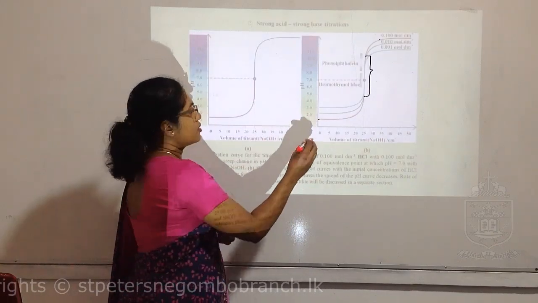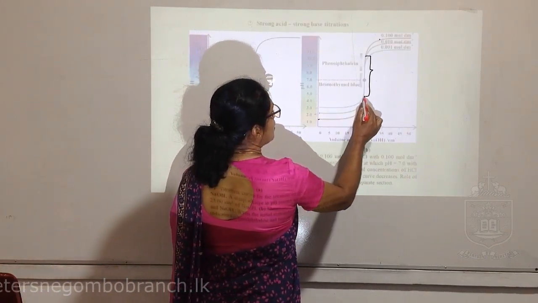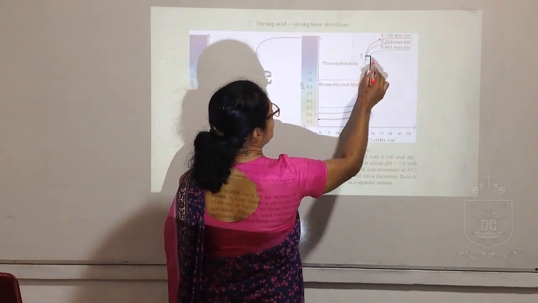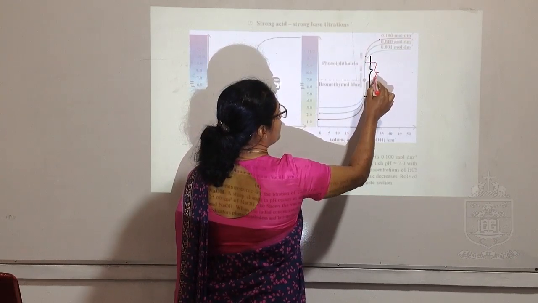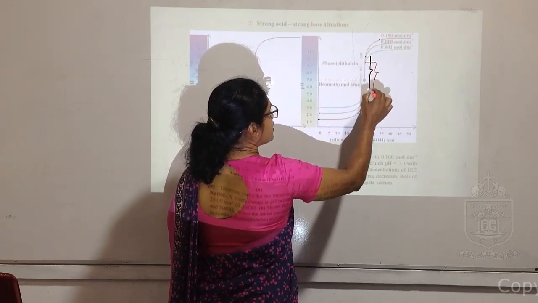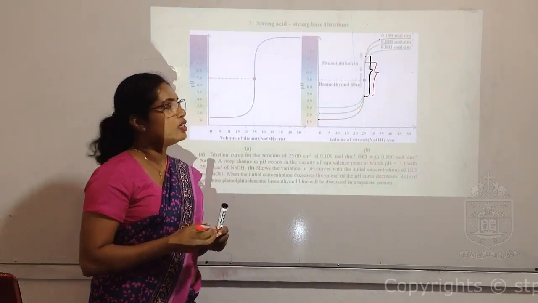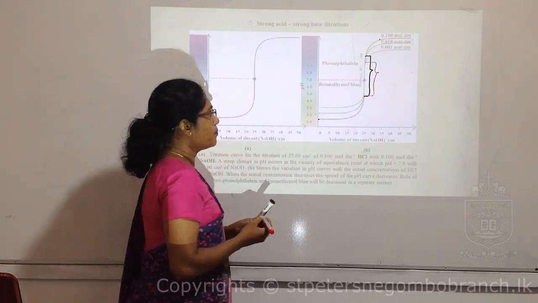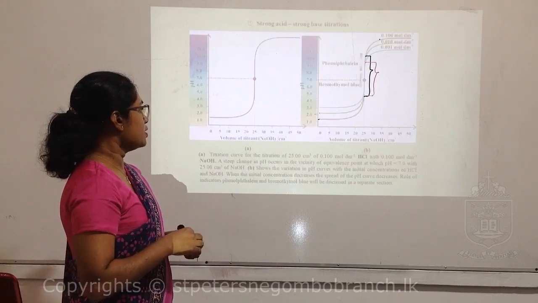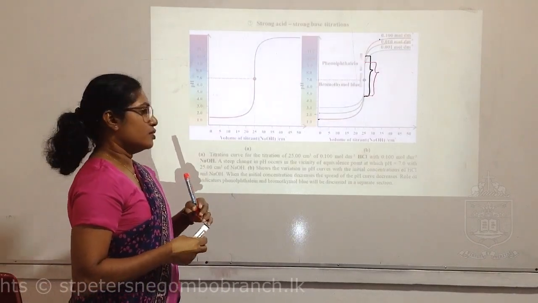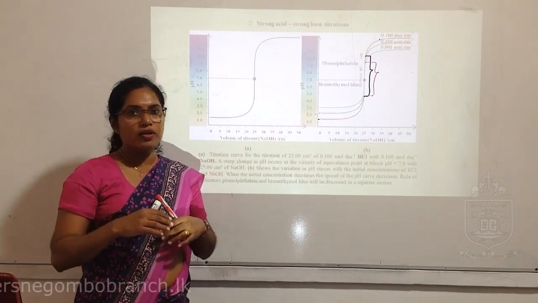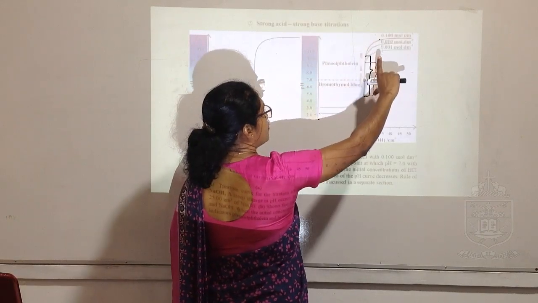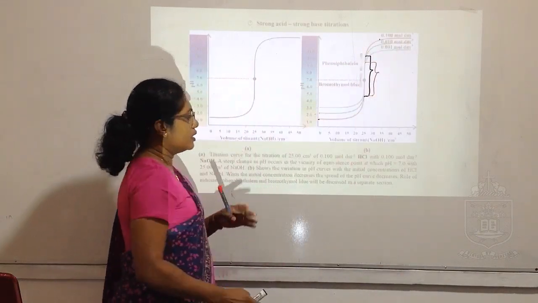But if you take 2N, more weaker acid, like this in green color, and weaker base, you can see this distance is shorter than the first one. The red color distance is shorter than the black color distance. That means when we use initial concentrations in lower values, the spread of the pH curve decreases. This is the spread of the pH curve. You can see it decreases.